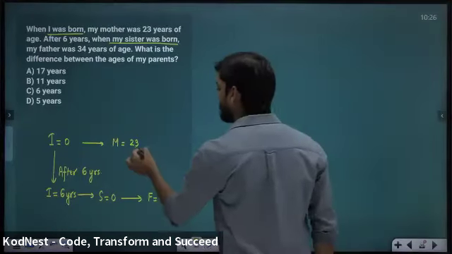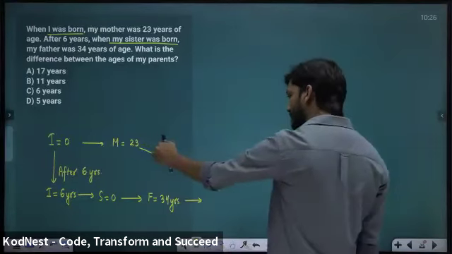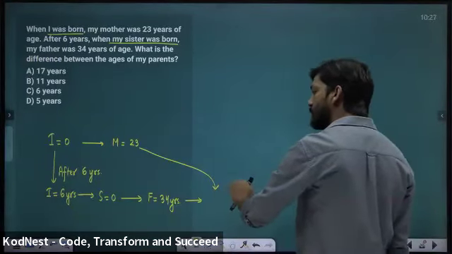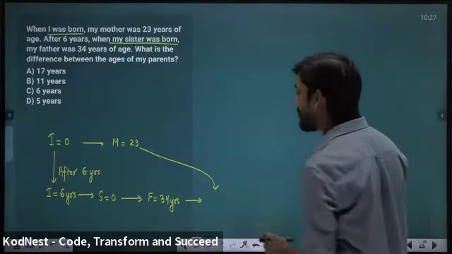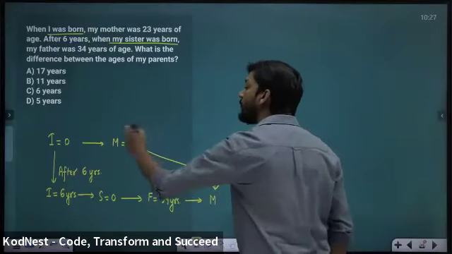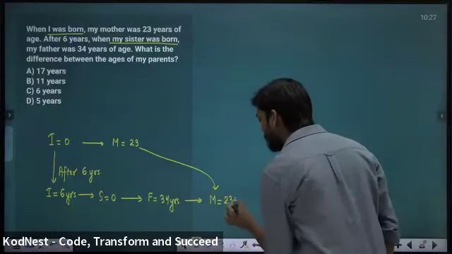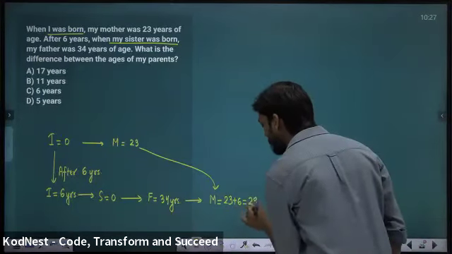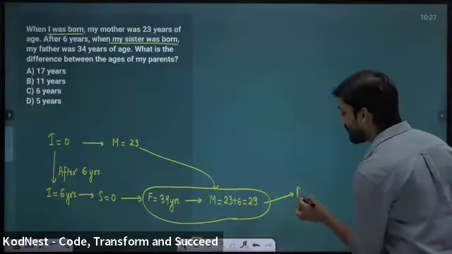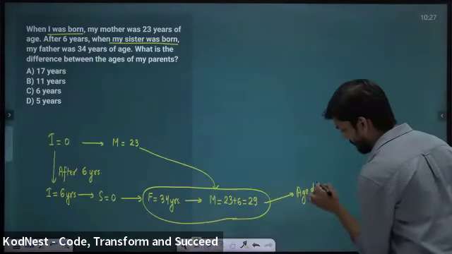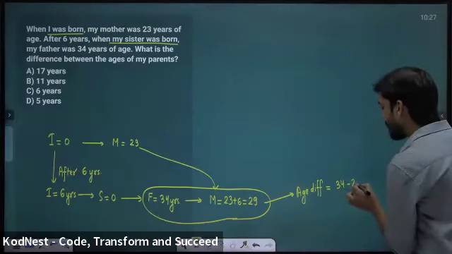So please answer. Mother 23. In this timeline, mother's age is what? 23 plus 6, because we are talking about after 6 years. So mother will be 29. Now I can take the age difference. So age difference equal to 34 minus 29. That is 5 years.